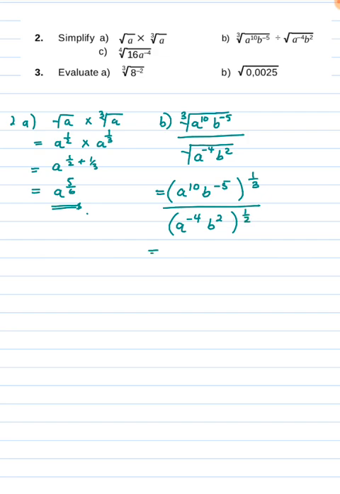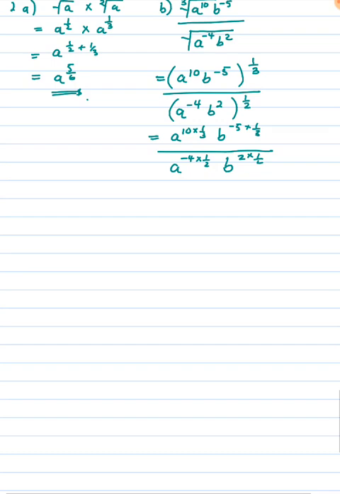Then we bring this fraction into the indices, so it becomes a to the power of 10 multiplied by 1 over 3, then b to the power of minus 5 multiplied by 1 over 3. Then all over a to the power of minus 4 multiplied by half, b to the power of 2 multiplied by half. So when we reach here we want to simplify.